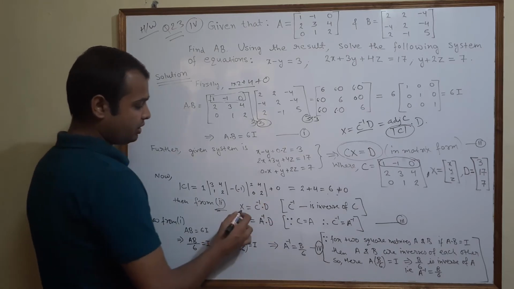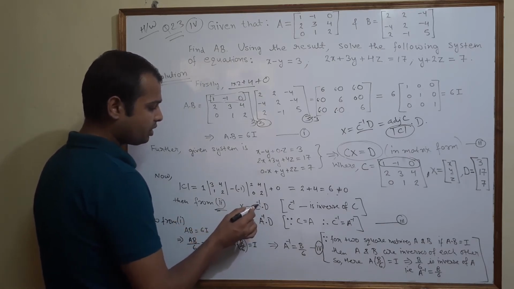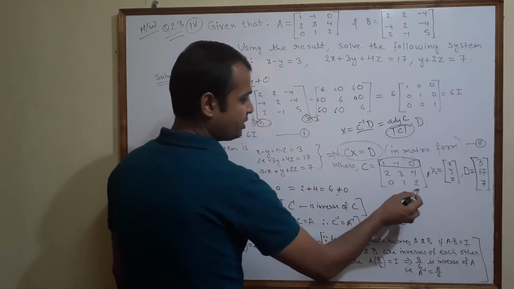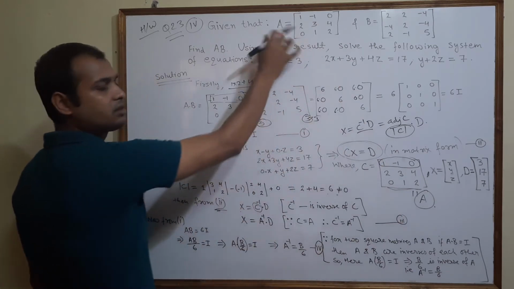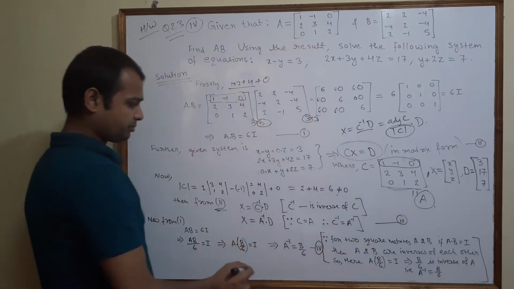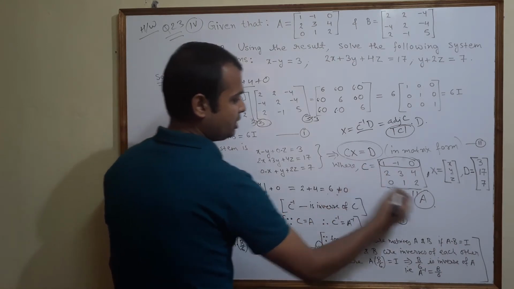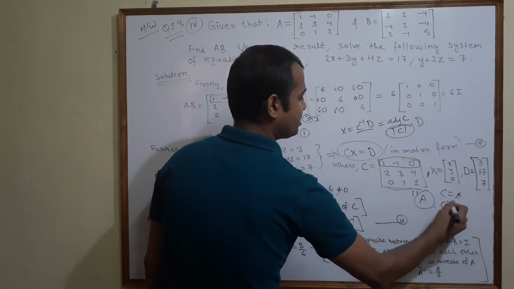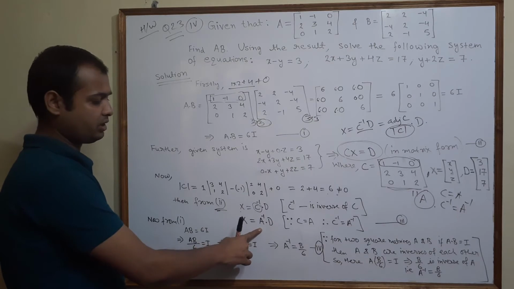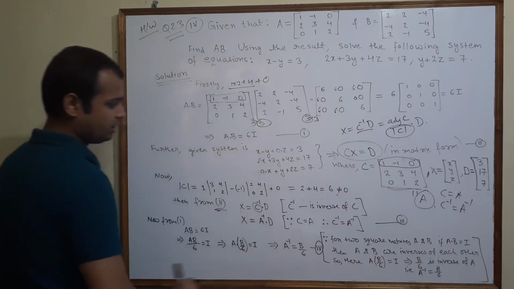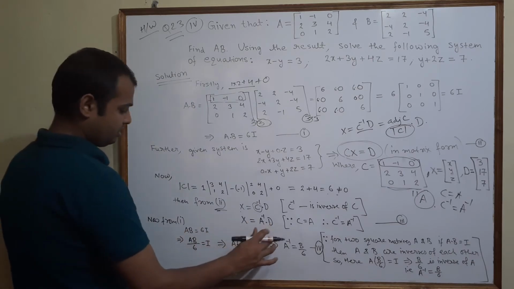Clear? Now x is equal to C inverse D. But we know that this matrix C is nothing but the matrix A. That means if C is equal to A, then C inverse will be equal to A inverse. Yes, that's why I put A inverse over here, into D. That is the reason I have written it over here for you. Now leave it till here.